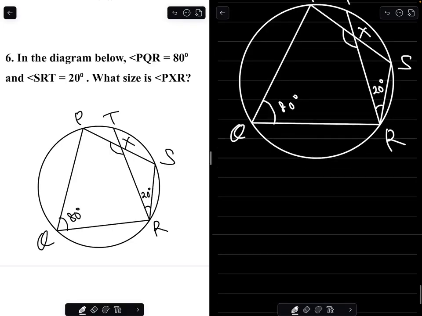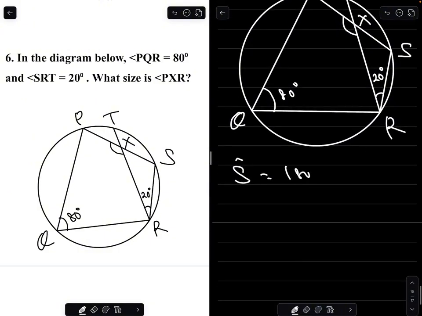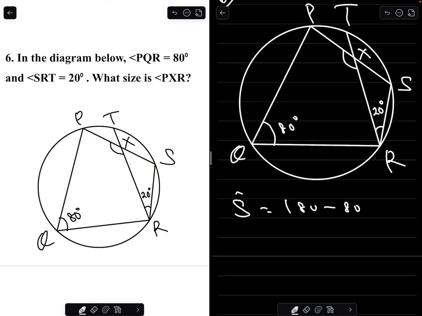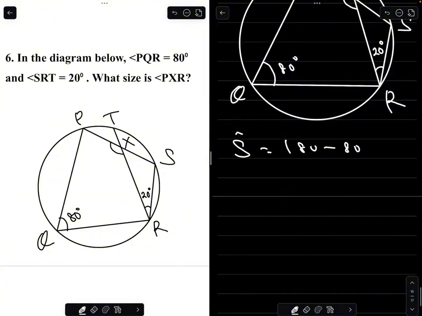So I'm going to say angle S is equal to 180 minus 80. The reason for that is opposite angles of a cyclic quadrilateral are supplementary. Angle Q plus angle S is equal to 180 degrees. Angle P plus angle R is equal to 180 degrees because they are opposite angles of a cyclic quadrilateral. Or if you like, you can label this angle PSR, it's the same thing. Now, angle S equals 180 minus 80, which is equal to 100 degrees.